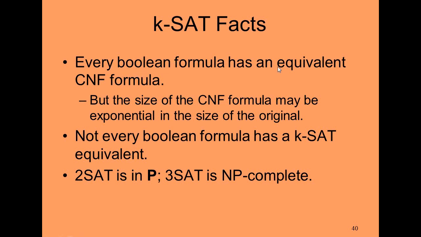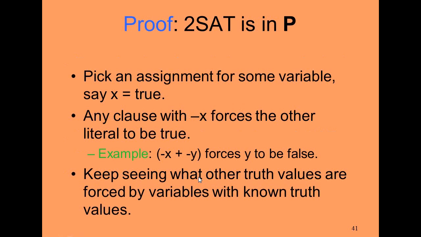Every Boolean formula has an equivalent CNF formula, but the size of the CNF formula may be exponential in the size of the original. Not every Boolean formula has a K-SAT equivalent. And the third fact is that 2-SAT is in P and 3-SAT is NP-complete.